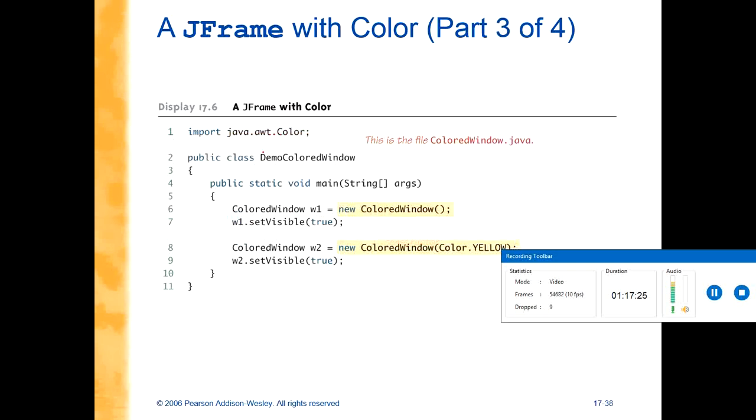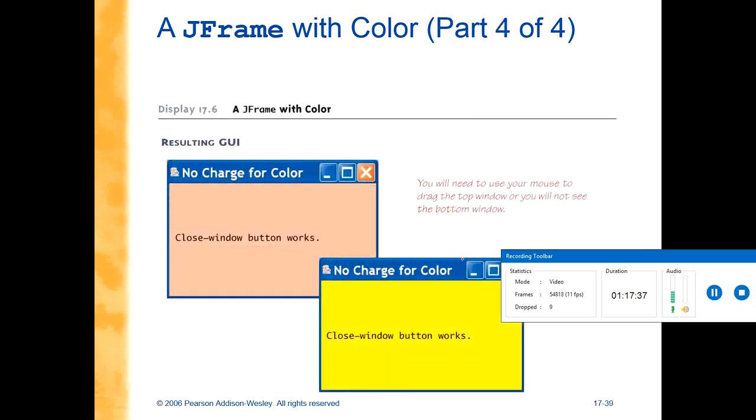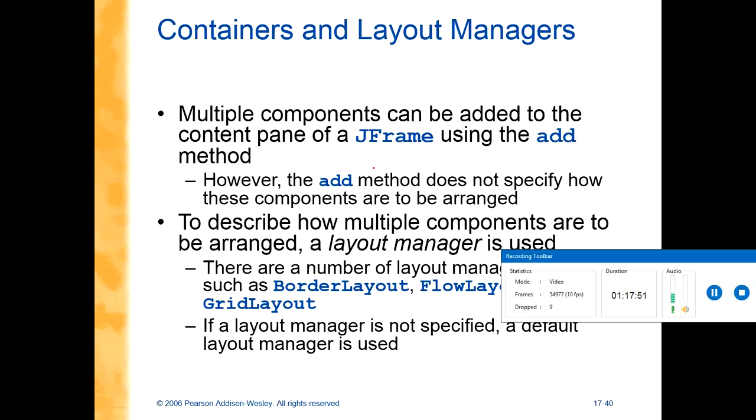Now in the main class, we have created two objects, W1 and W2, one for the parameterized and another for the parameterless constructor. For the parameterized one we have passed the color as yellow, and when you run you will have two windows, one with yellow and one with the pink color. So this will be the output of the program.